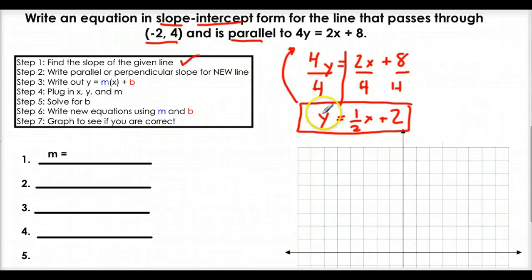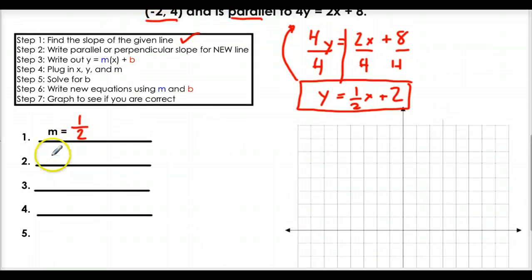So now we got to find the slope. The slope of our original line is 1/2. If our new equation is going to have a parallel line, the slope once again has to be 1/2. All right? And you know what? I'm sorry, I like colors. I just want to put this in blue.